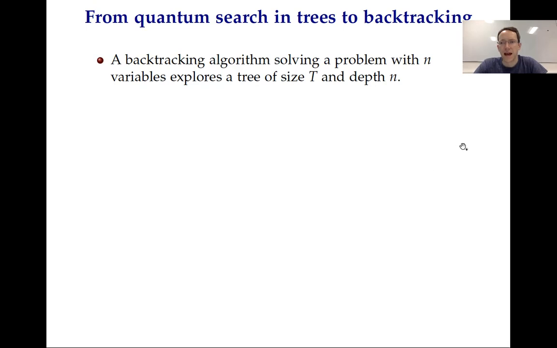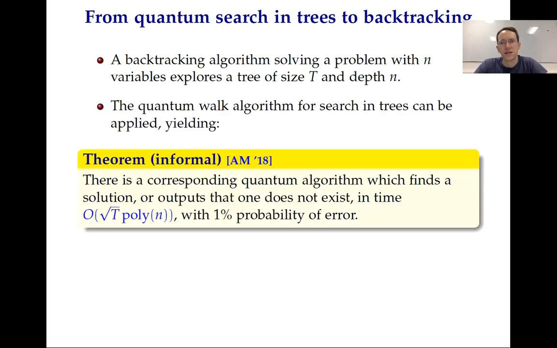Because if we have an algorithm based on backtracking that's solving a problem with n variables, then we can see this as exploring a tree of size t for some t, which we don't necessarily know in advance, and depth n, where again n is the number of variables. And if we use this algorithm of Belov's, then we get a result that says there's a quantum algorithm which finds a solution to a constraint satisfaction problem solved by a classical backtracking algorithm, or outputs that one doesn't exist, in time square root of t times some terms that are polynomial in n.